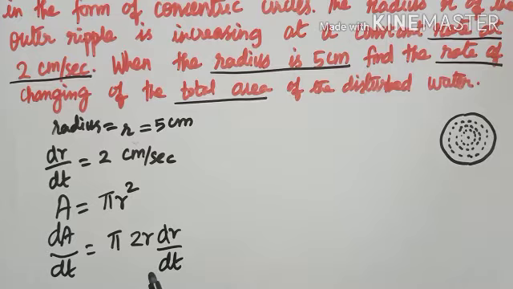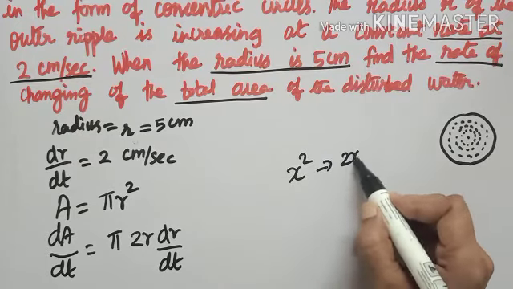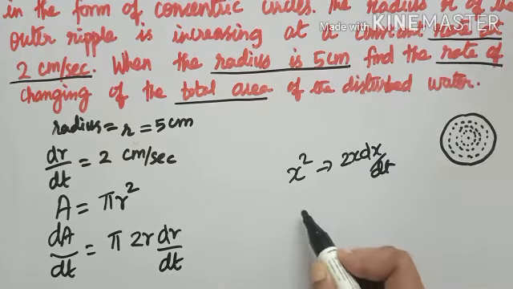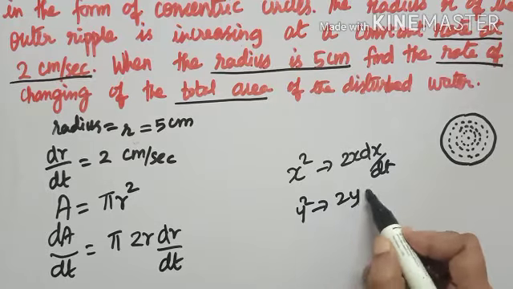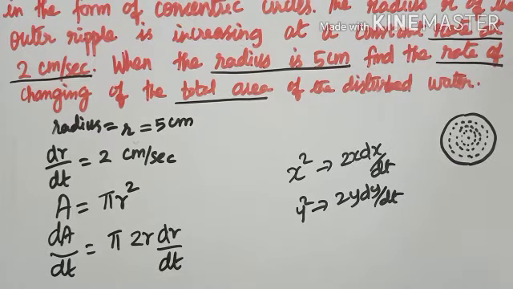Remember, x square will become 2x, y square will become 2y, a square will become 2a. In all of that, put the variable by dt. So if it is x square, it will become 2x dx by dt. If it is y square, 2y dy by dt. Here it is r square, so 2r dr by dt.